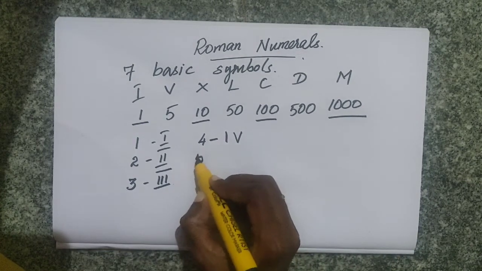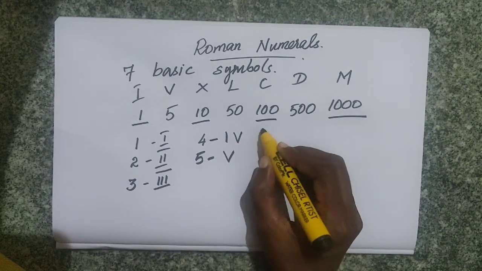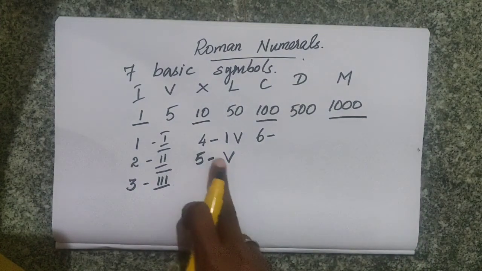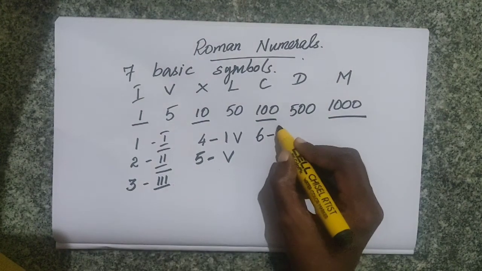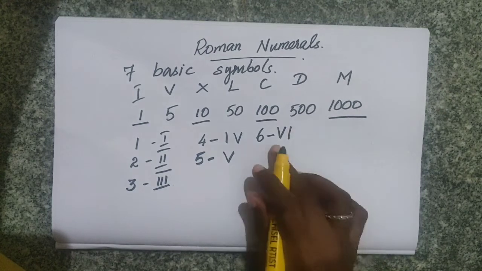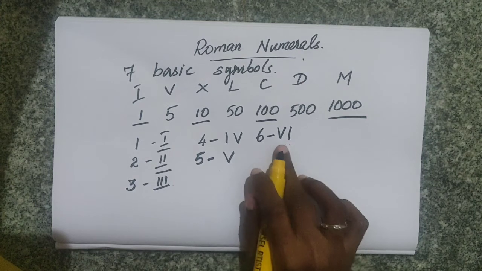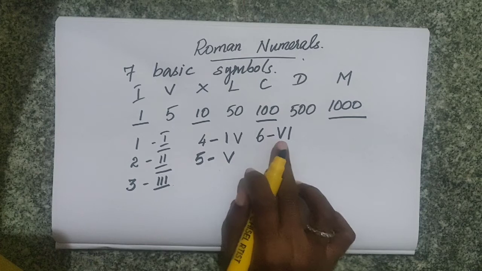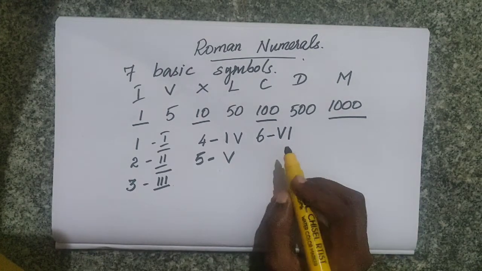Again 5, you already know, it is V. Now for 6, you have to go from 5 only. You should not go again with 1. So you go with the highest one, V, and V plus 1 is 5 plus 1, which is 6. Since we are adding here, we write on the right side. The earlier one was 5 minus 1, so we wrote it on the left side. This is 5 plus 1, so we write it on the right side.